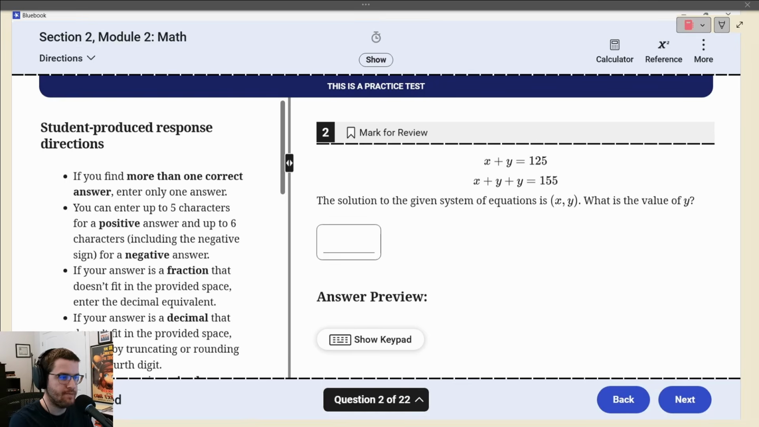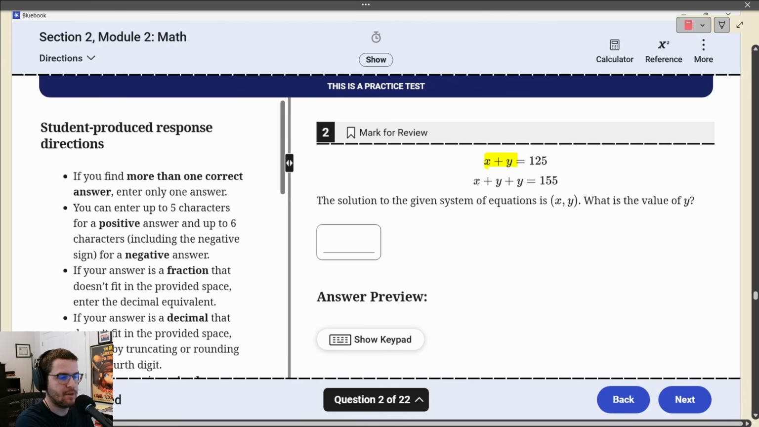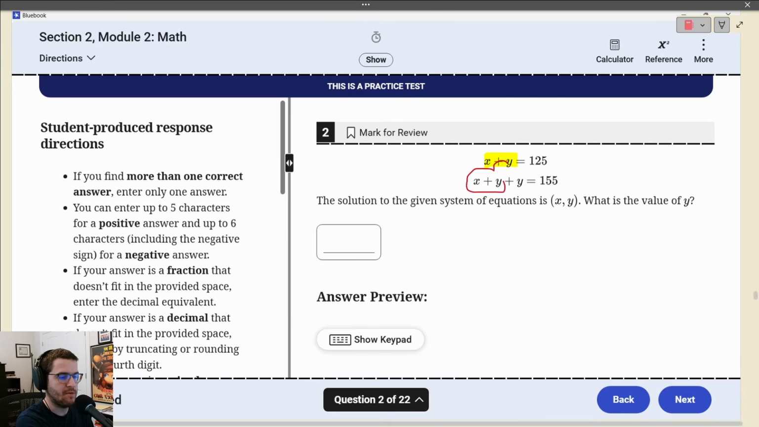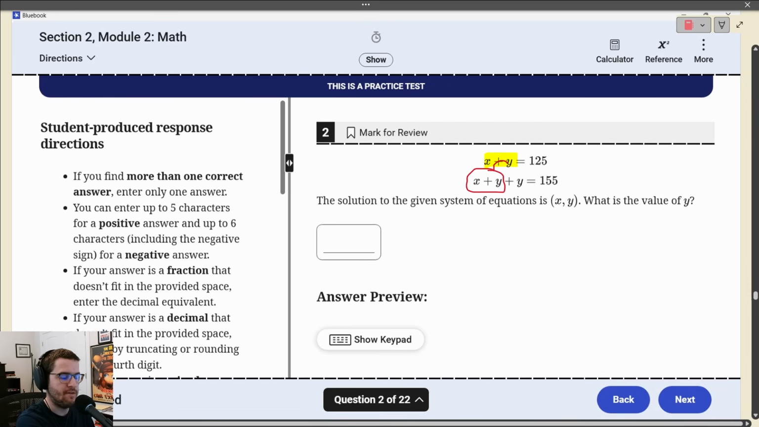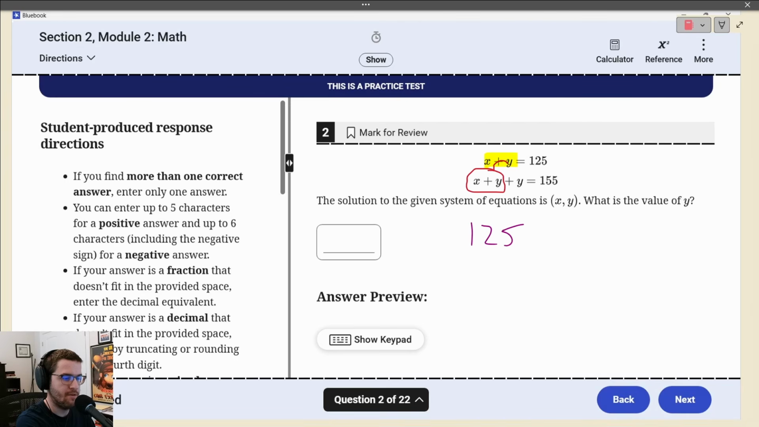Okay, question 2. What I notice is we have x plus y is equal to 125. Why don't I just replace that x plus y here? So we'll put 125 into that thing I circled in red. So it would be 125 plus y equals 155. We'll subtract 125 from both sides, and we get y equals 30.